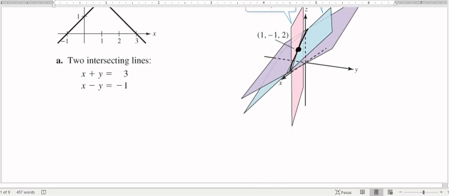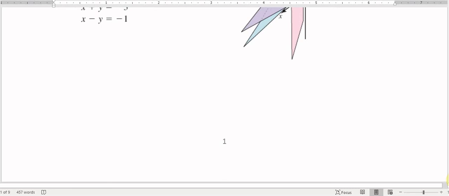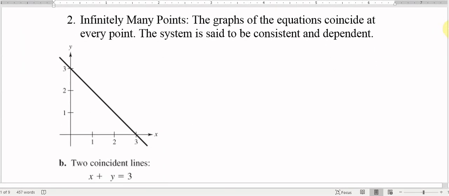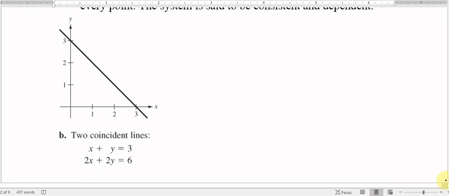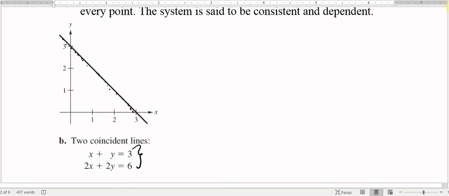Now, the second possibility is that we have infinitely many solutions. Here again, the lines under consideration are the same. You may be given two equations, sometimes three equations, doesn't matter, but when you go to solve, they end up basically just representing the same graph. And so thus, infinitely many points are said to be the solution.